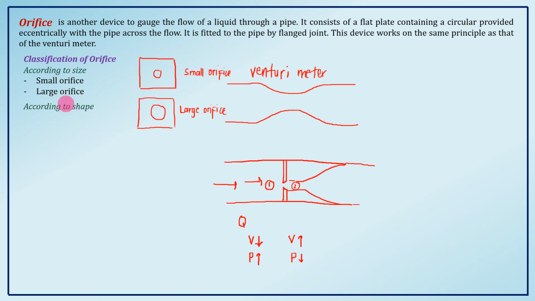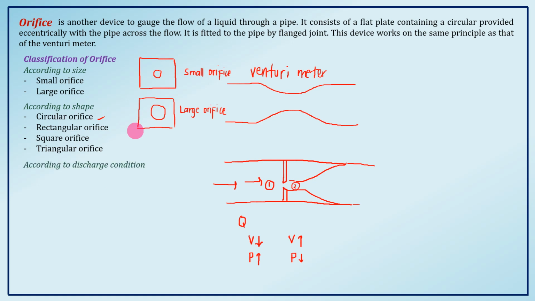Ayan. Then, we also have this classification according to shape. So, hindi lang pala bilog yung mga holes natin sa orifice. May iba't ibang shape siya. And we have the circular, rectangular, square, and triangular orifice. Ayan. So, madalas, ang shape nga natin is circular. Ito yung madalas na ginagamit sa mga problems. And we have this classification according to the discharge condition. We have free discharge orifice and submerged orifice. Kailan nangyayari itong dalawang situation natin?